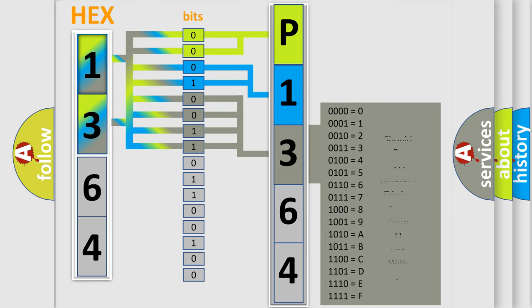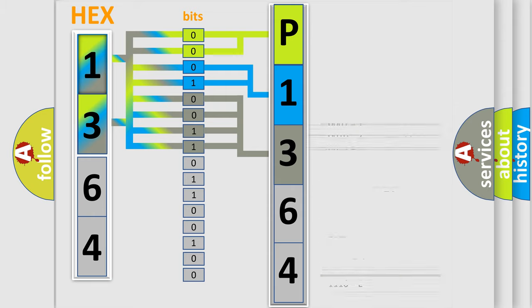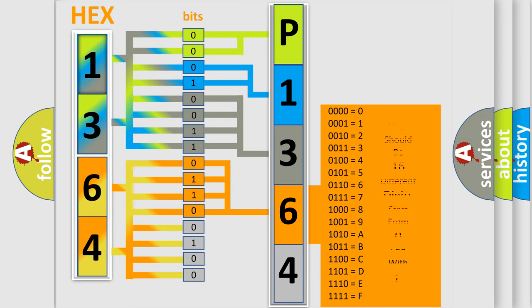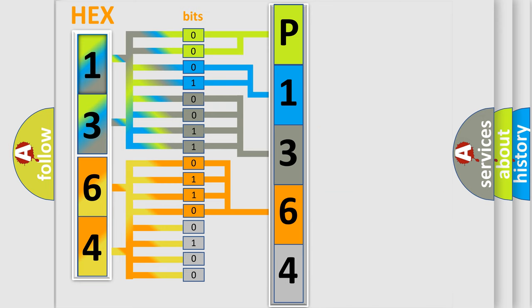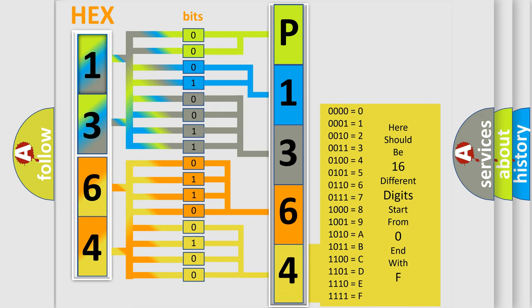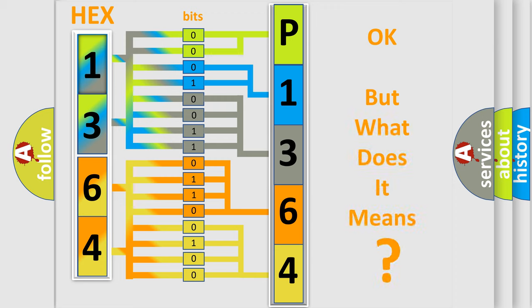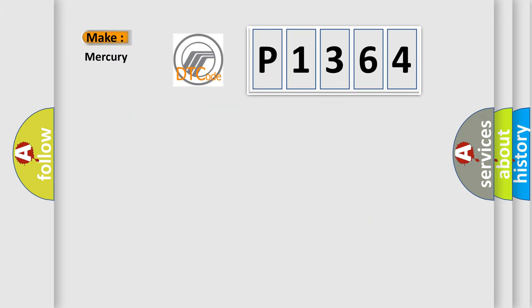The second byte is composed of a combination of 8 bits. The first 4 bits determine the fourth character of the code, and the combination of the last 4 bits defines the fifth character. A single byte conceals 256 possible combinations. We now know in what way the diagnostic tool translates the received information into a more comprehensible format. The number itself does not make sense to us if we cannot assign information to what it actually expresses. So, what does the diagnostic trouble code P1364 interpret specifically for Mercury car manufacturers?